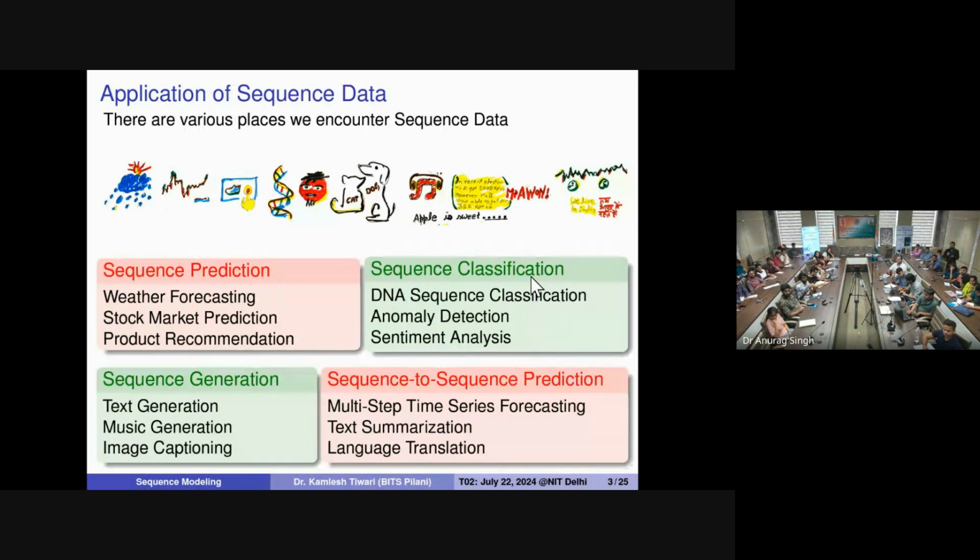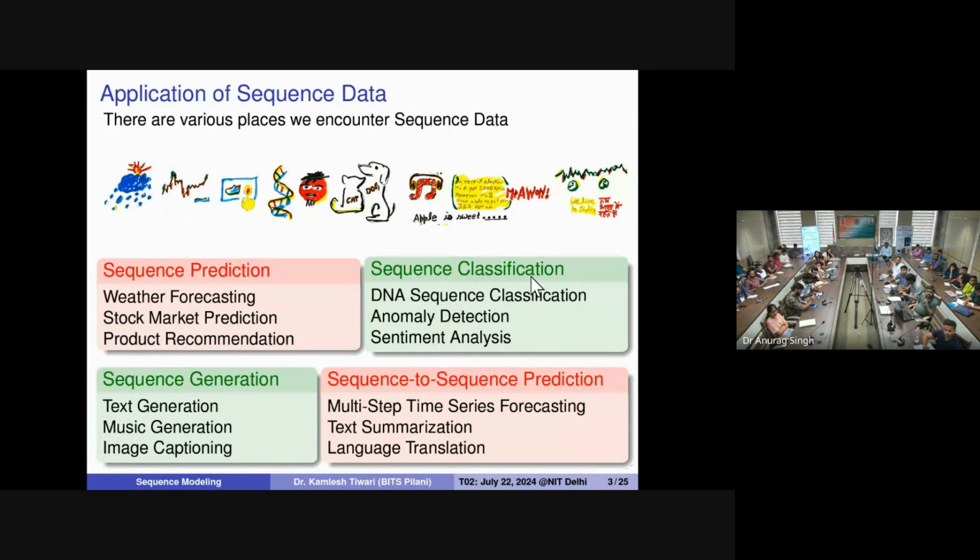And then sequence classification. There are different kinds of sequences. I want to classify them. For example, DNA sequence, you can tell whether there is some problem that particular person has or not, what kind of life he is going to have. Anomaly detection: somebody comes somewhere, behaves in some way. So based on his actions, I want to tell whether his actions are good or bad. Okay, you just see whether the person is right or wrong.